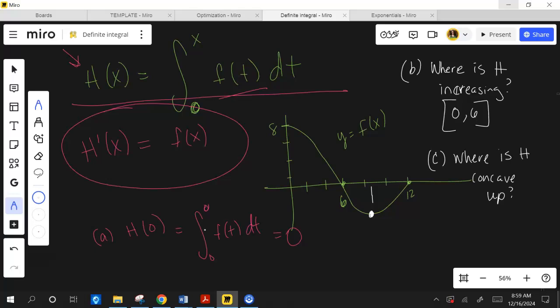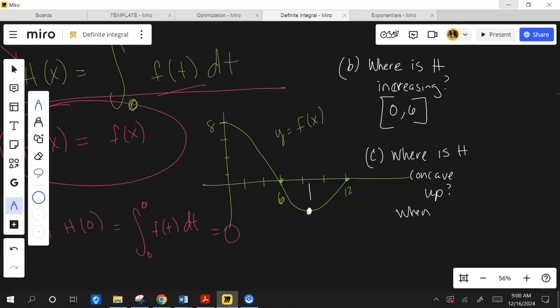This is when, and I should say over here, because y'all need this for notes. Where is h increasing? This is when the derivative is positive. This one is where the second derivative is positive, which is where my graph over here is increasing, right? What did I just say?